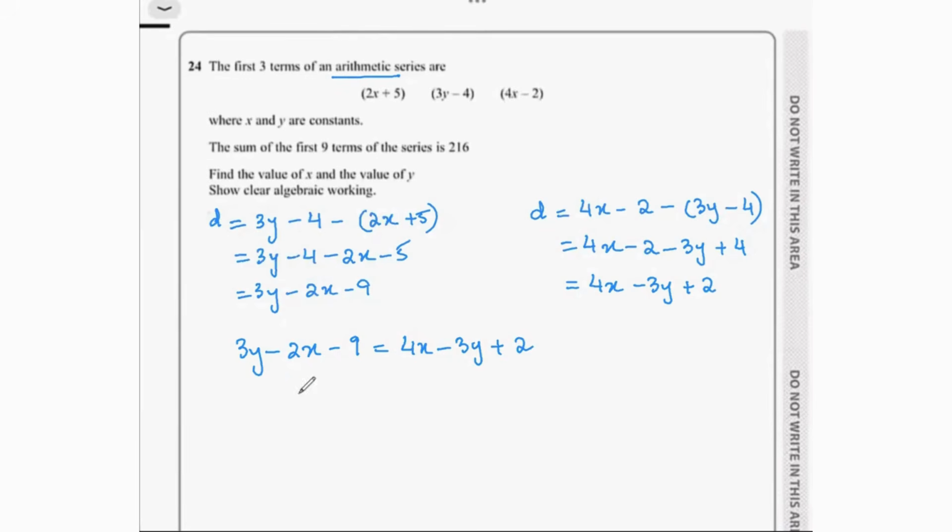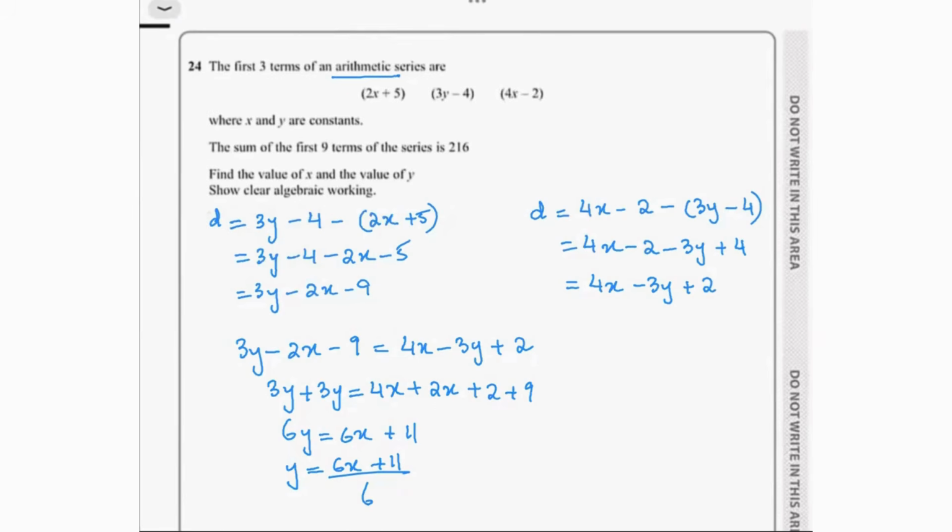I'm going to collect the terms with y on one side and the terms with x and the constants on the other side. So 3y plus 3y equals 4x plus 2x plus 2 plus 9. So that's 6y equals 6x plus 11. And I'm going to make y the subject. So y equals 6x plus 11 over 6. So we're going to use this equation in the sum formula to figure out the value of x and y.